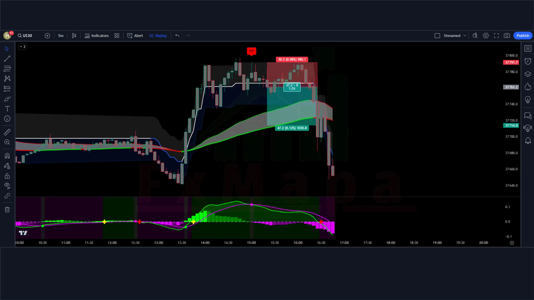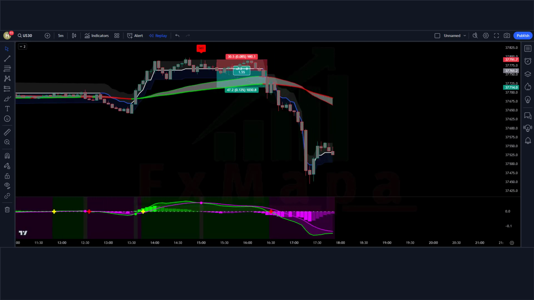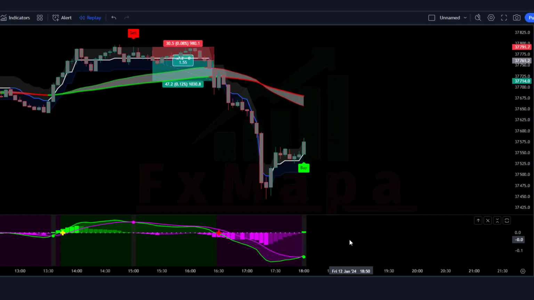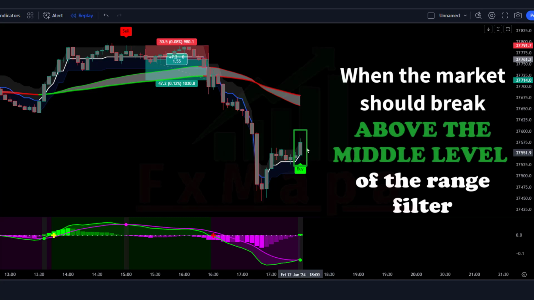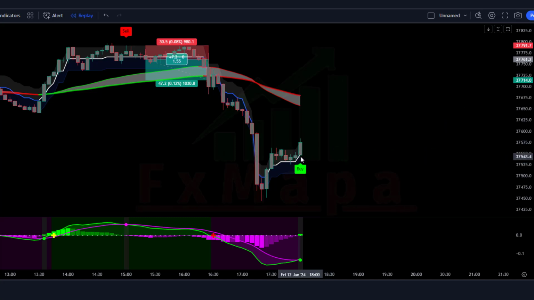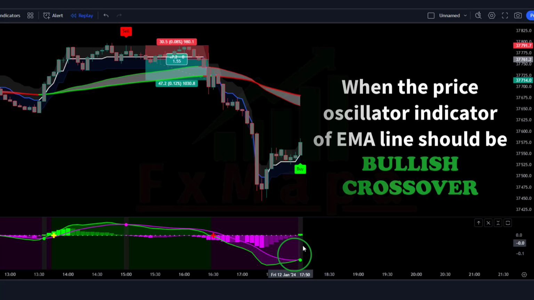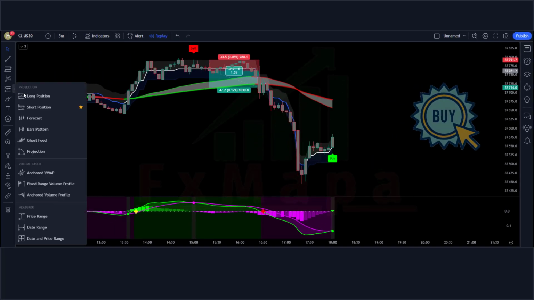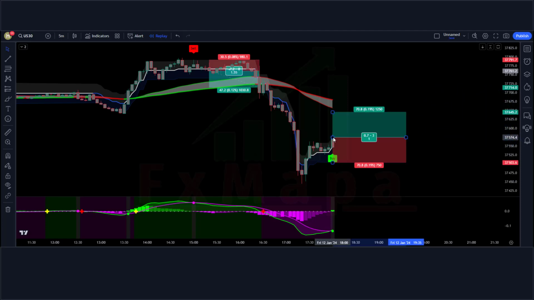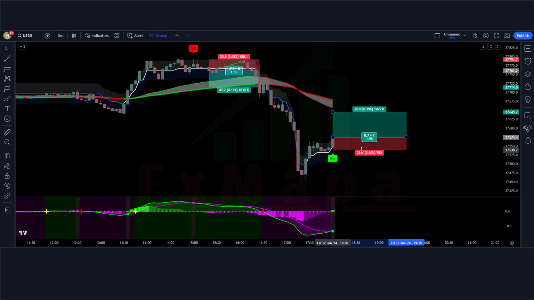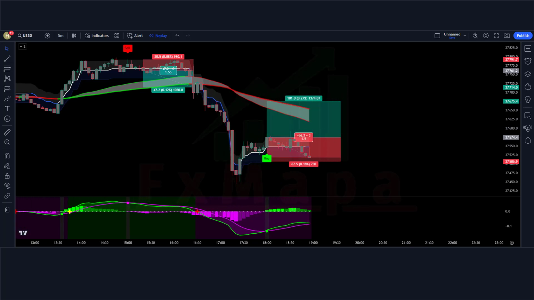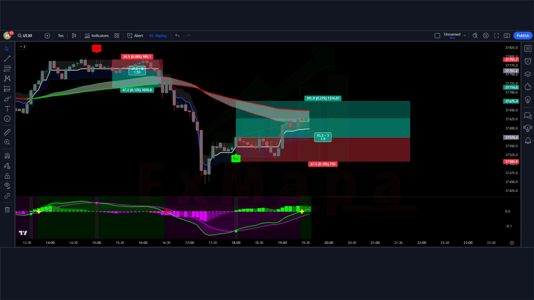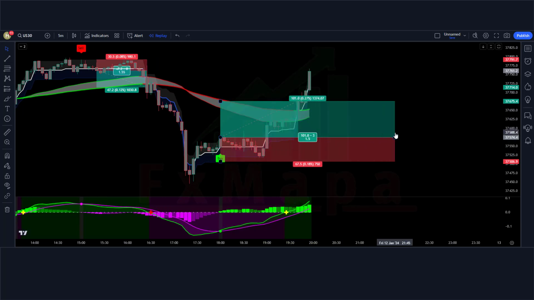Now let us understand the long position. When the trend trader buy-sell indicator has given us buy signals, when the market breaks above the middle level of the range filter, and when the price oscillator indicator of EMA line has a bullish crossover, if this condition is fulfilled, then we will place a buy order. Our stop loss will be placed at the range filter of lower level, and the risk to reward ratio will be 1:1.5. The market has completely hit the target.